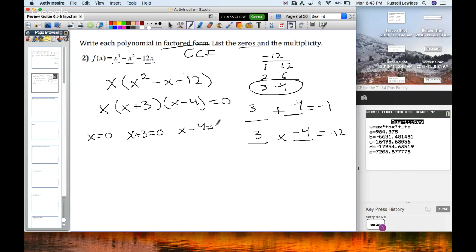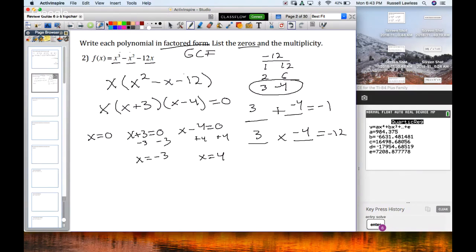4 equal to 0. So to solve for our zeros, we're going to just subtract 3 on both sides to get x is negative 3, add 4 on both sides to get x is equal to 4. But this last one, we just leave that as is. So we have x is equal to 0, x is equal to negative 3, and x is equal to 4.